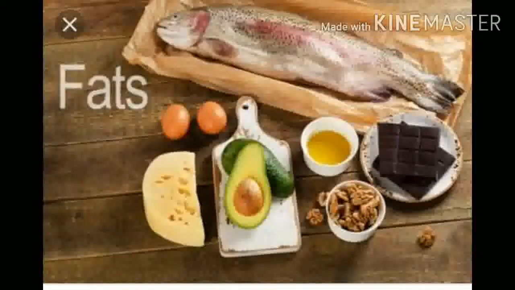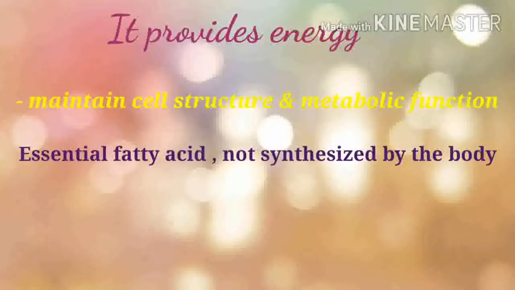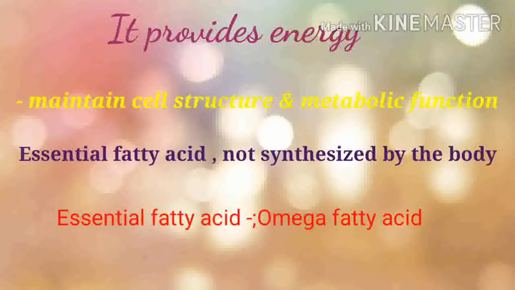Next nutrient is fat. We all know that fat provides a lot of energy to us. Fat is rich in milk, cheese, butter, oil. All these contain fat. This fat is mainly involved in maintaining the cell structure, and also metabolic function. We all know that plant and animal cells have definite shape. This shape is maintained by the fat only. Then metabolic function, that is breakdown of food components into energy, is done by the fat only.